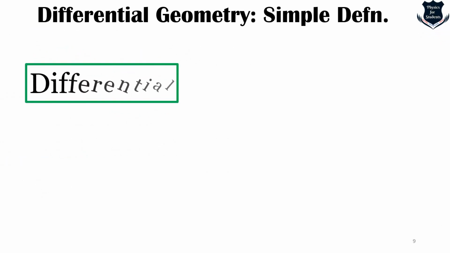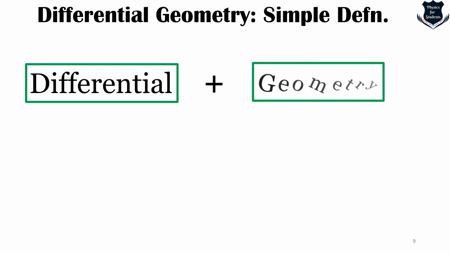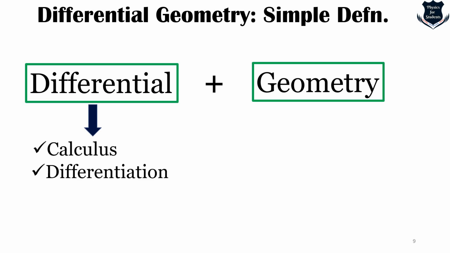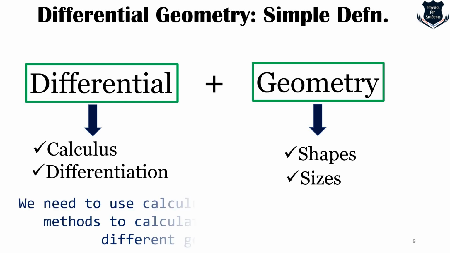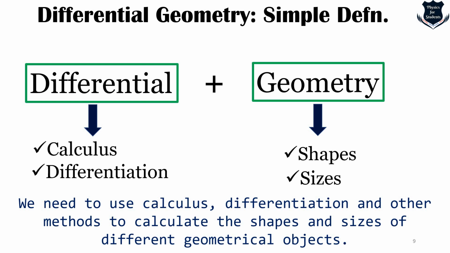Okay, so now we come to the basic core part, that differential geometry comprises two words. First one differential and second one geometry. Now, whenever we are talking of this term differential, the first thing that comes to our mind is obviously calculus and differentiation, and geometry means study of shapes and sizes. So now we can understand that the core idea of differential geometry is the study of shapes and sizes using calculus and differentiation. So now we can tell that we need to use calculus, differentiation and other methods to calculate the shapes and sizes of different geometrical objects.